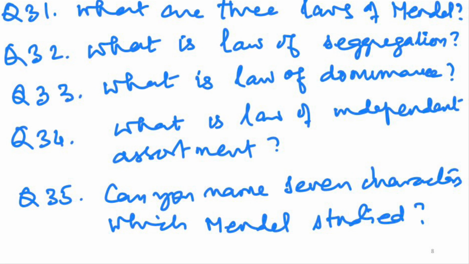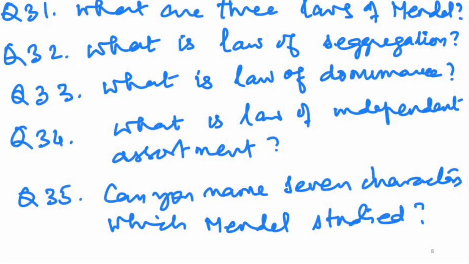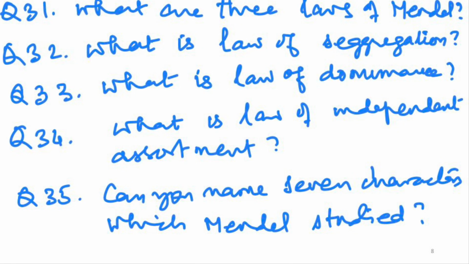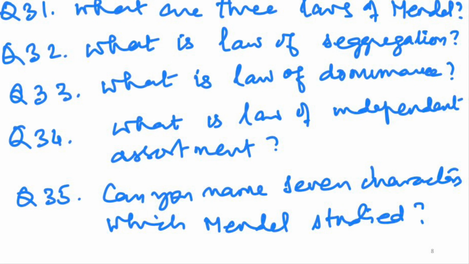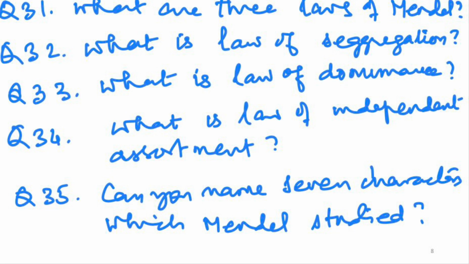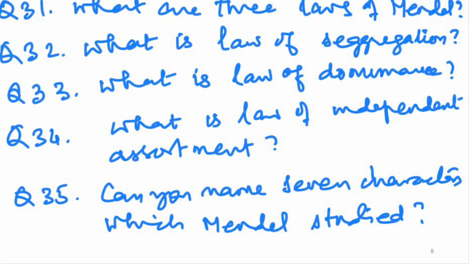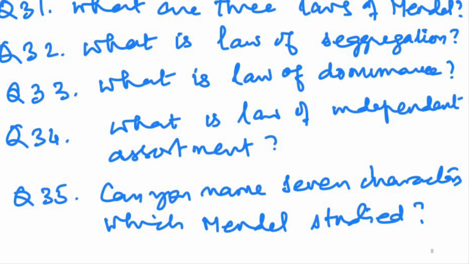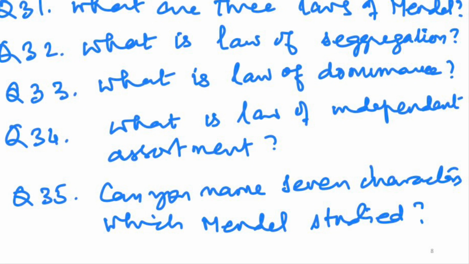What is the law of segregation? The law of segregation is that of the 2 alleles, only one allele is passed on to the next generation. During meiosis they segregate. Only one allele is passed to the next generation.